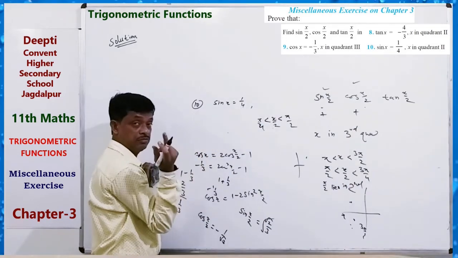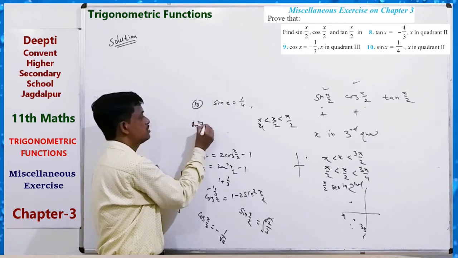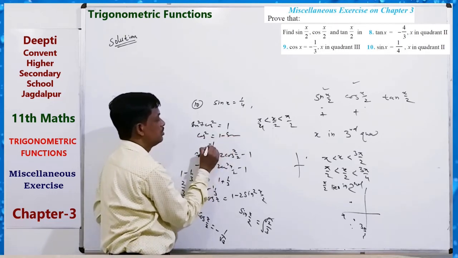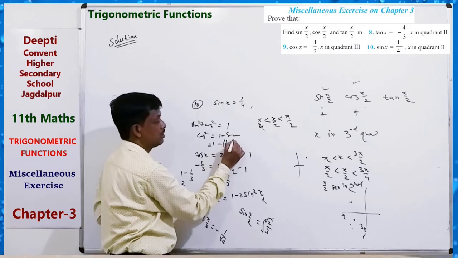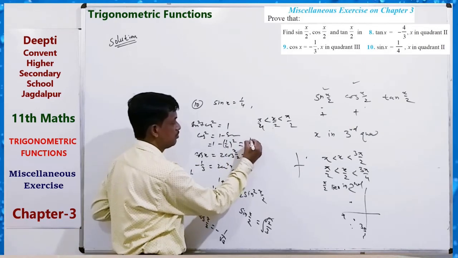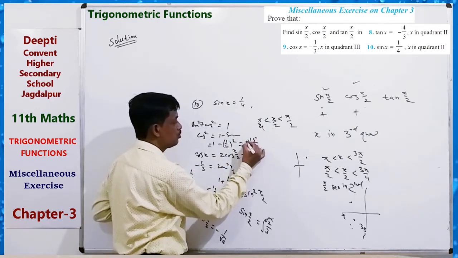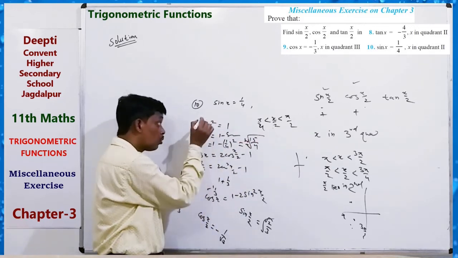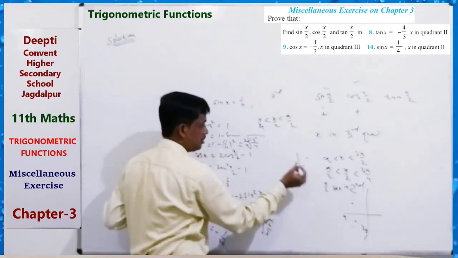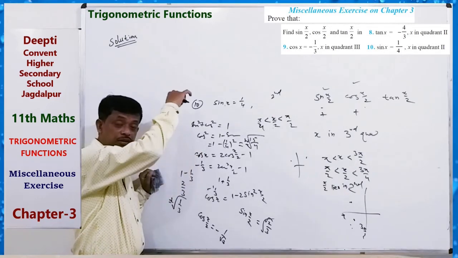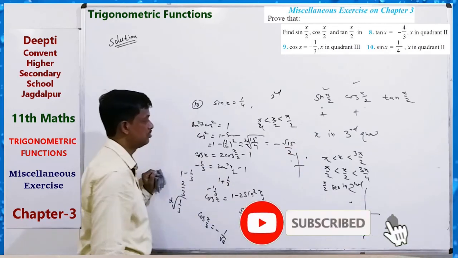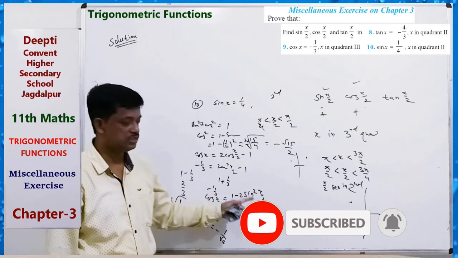Here sin is given, so we have to find cos. Sin square plus cos square equals 1, so cos square equals 1 minus sin square, that is 1 minus 1 by 4 square, which is 1 minus 1 by 16, so 15 by 16. So cos x is plus or minus root 15 by 4, and since x lies in the second quadrant, where cos is negative, you take minus root 15 by 4. This will be the value of cos x. And then you can use this formula.